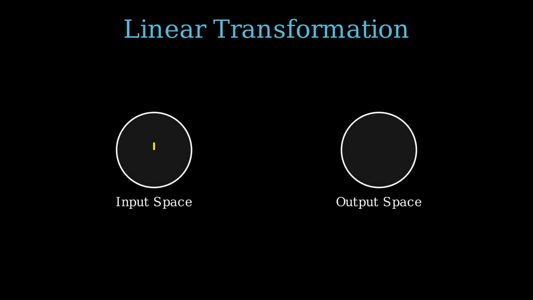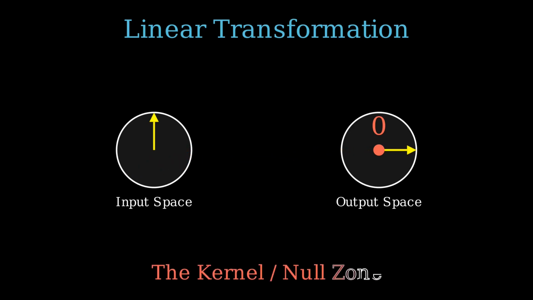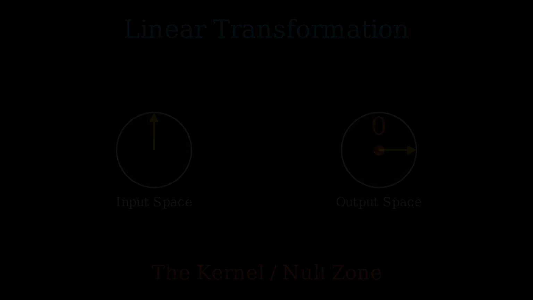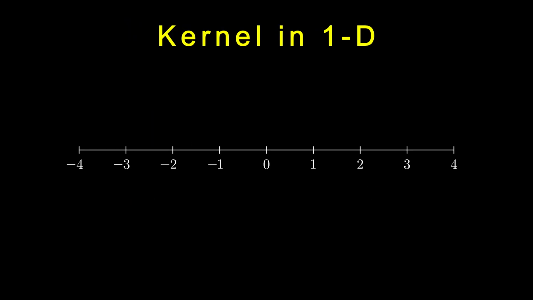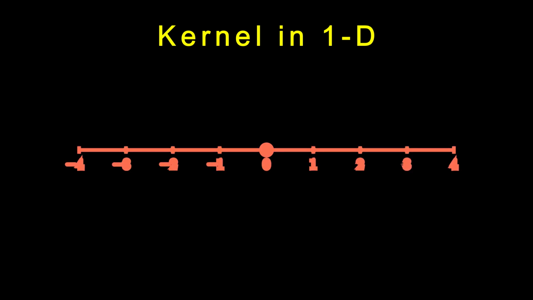In linear algebra, a transformation maps vectors from one space to another. The kernel is the null zone, the collection of all vectors that land exactly on zero. Let's start in 1D. Imagine a number line. If our transformation is multiply by 0, every single point on the line collapses into the origin. Here, the entire 1D space is the kernel because everything was flattened to 0.